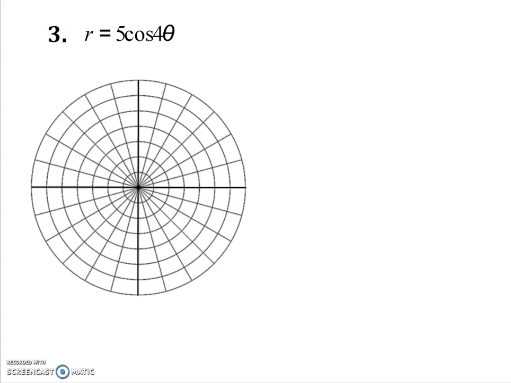So we have r is equal to 5 cosine 4 theta. It's no longer r squared, so it's not a lemniscate, because nothing is being added or subtracted. And it's not a circle because there's a number in front of your theta. So let's look here. We've got a, and then we have n. n is even. When n is even, that means we have 2 times 4, so we're going to have 8 petals.